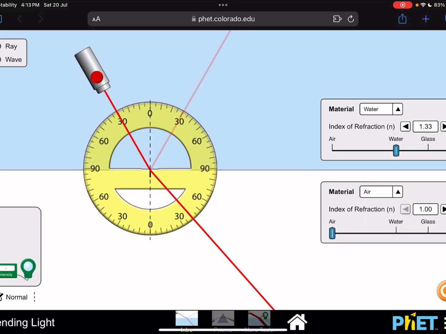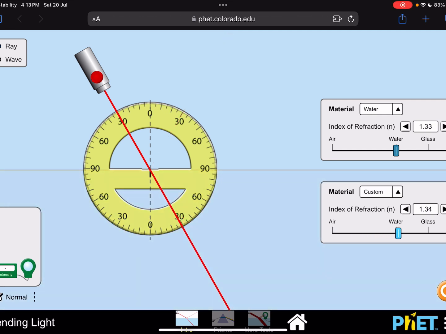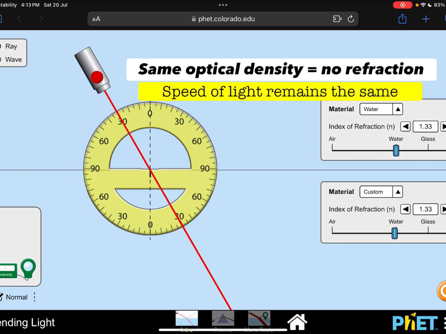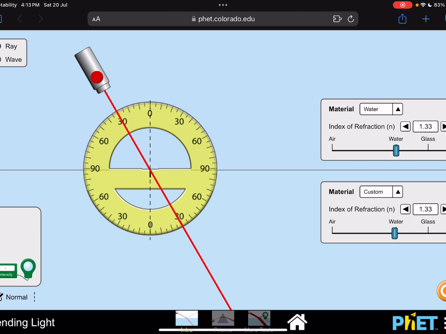Okay, let's just try a few more examples since we have a simulation, right? Say instead of water to air, we go from water to glass. Okay, water to water. If it's the same refractive index, you can say that it doesn't deviate. It will travel in a straight line. That's because the speed of light is the same. If I were to change from water to glass, what do you think will happen?